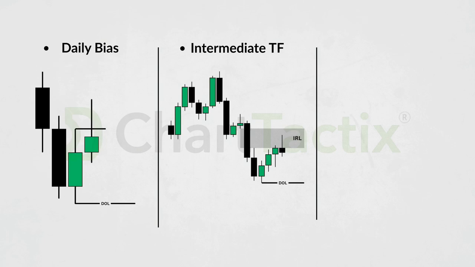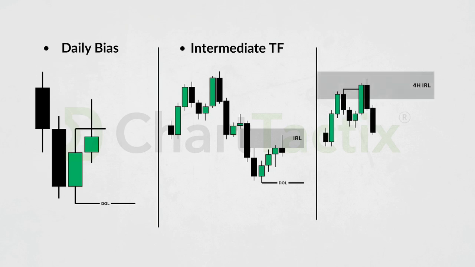When price returns into our point of interest, we then drop down to the lower time frame. On the lower time frame, we wait for price to create a breaker block inside that intermediate time frame point of interest. Once that breaker block forms, we can now take our trade.